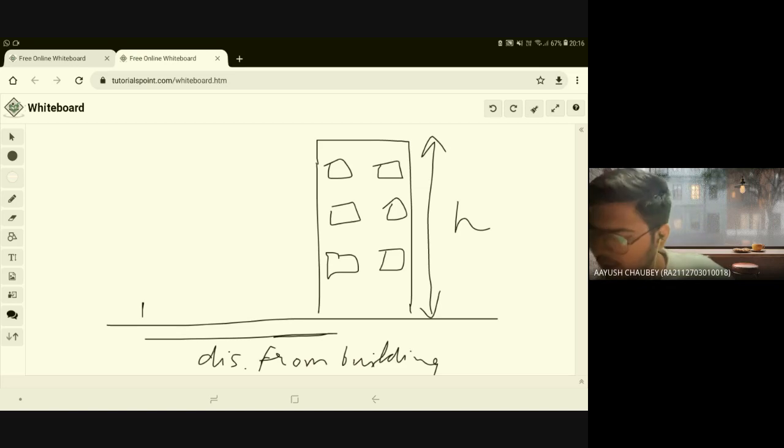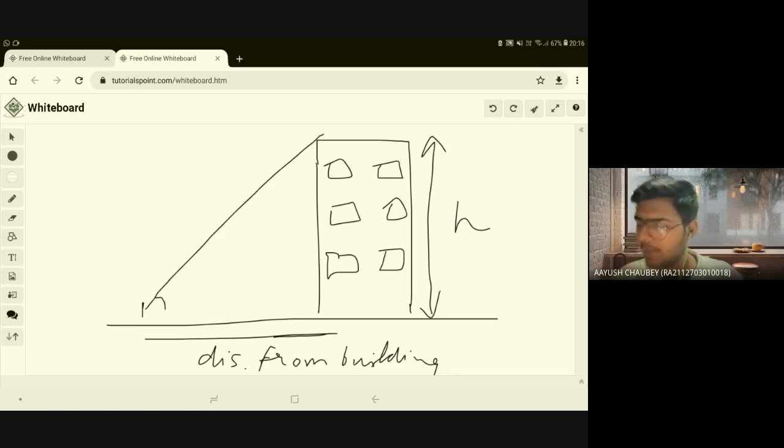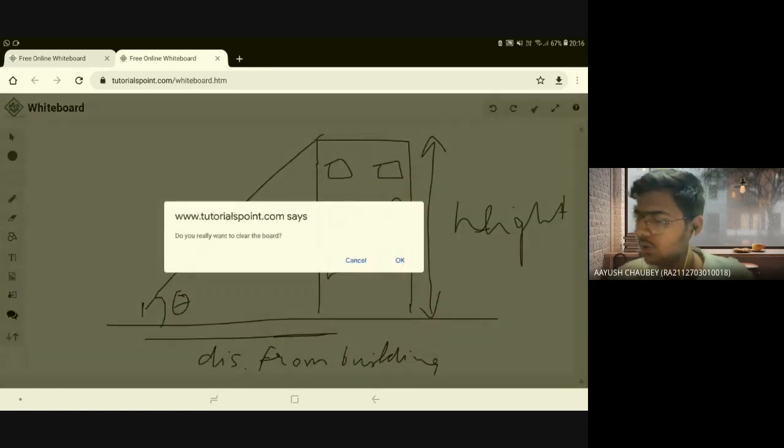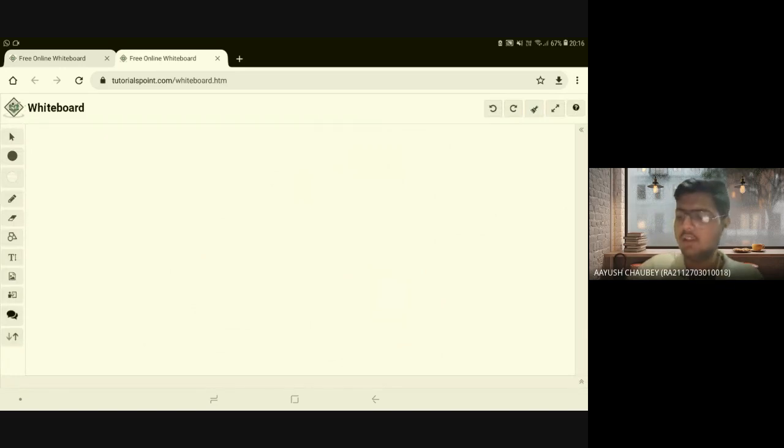And from here you can measure the angle. You can get a rough idea about the angle of elevation, which you usually term as the angle at which you are seeing the top of the building. And by using these known quantities, you can find out the height of the building easily. So these are some of the applications which we use in our daily life and calculate using trigonometry.